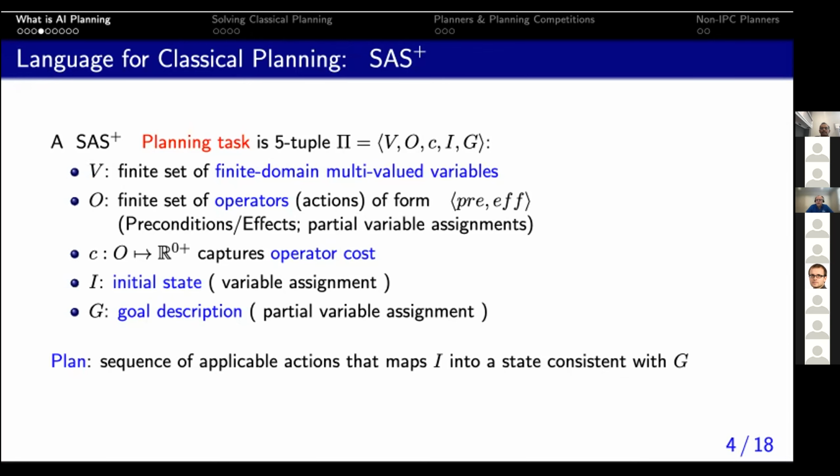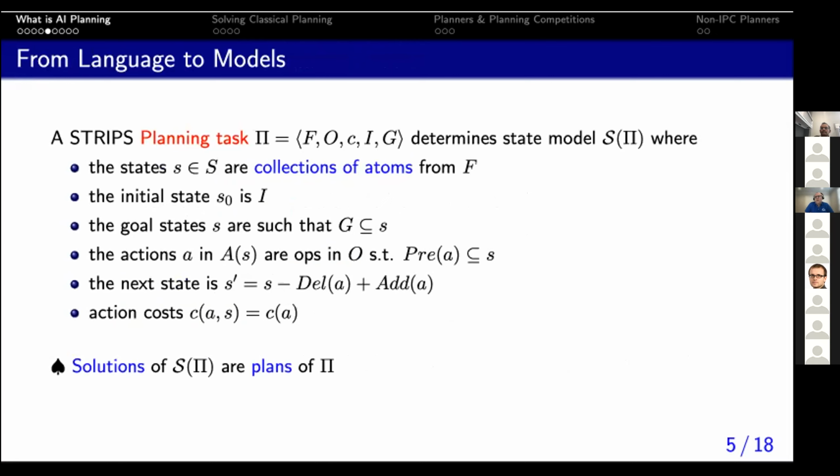In order to define that, we need to understand what it means to map a state to another state and what it means to be consistent with G. In other words, we need to show how a language determines a model. So given a STRIPS or FDR planning task, we can define a model as follows. Let's focus on STRIPS here. The states are all subsets of F. The initial state is exactly the subset I. The goal states are all states that are supersets of G. The actions applicable in S are those whose preconditions are a subset of S. The state resulting from applying an action A in S is obtained by removing the delete effects of A and then adding its add effects. The transition costs correspond to action costs. Solutions to the model are plans for the planning task and vice versa.